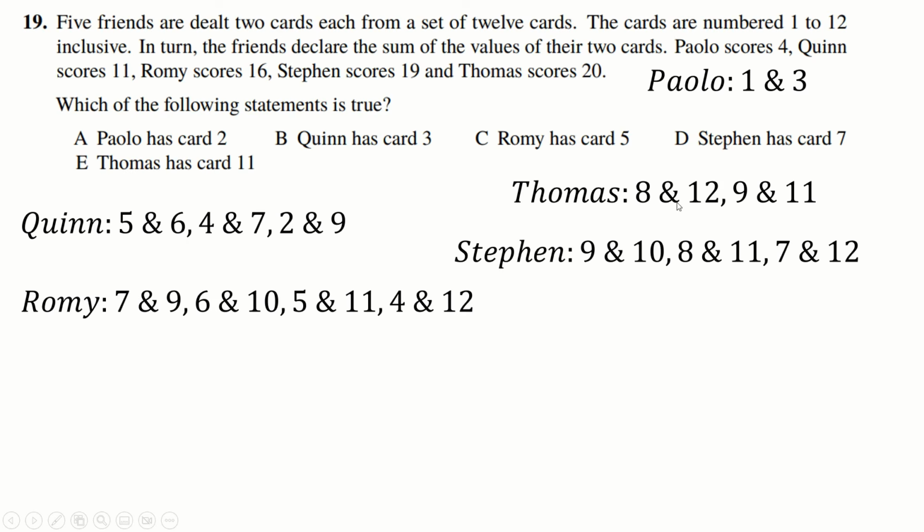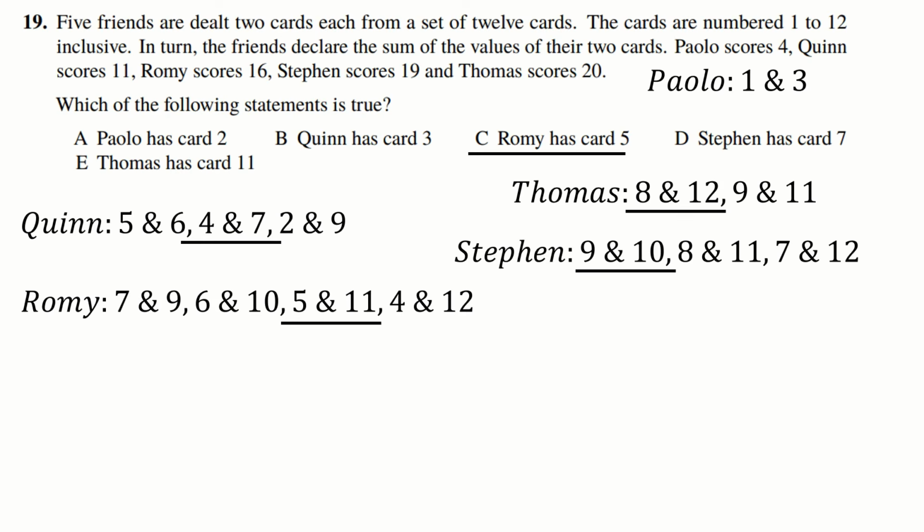At this point, we just need to look at the options here. Paolo has card 2 is obviously false, so get rid of it. Quinn has card 3 is also obviously false because Paolo does, so get rid of it. So now we just have to test Romy has card 5. So let's give Romy card 5, which means Thomas must have this one because he can't have 11, which means Stephen doesn't have 11, and he also doesn't have 12, so Stephen must have 9 and 10. And then is there anything left over? I think Quinn can have 4 and 7, and this all works out perfectly, with no overlaps, so therefore Romy has card 5 is an acceptable answer.